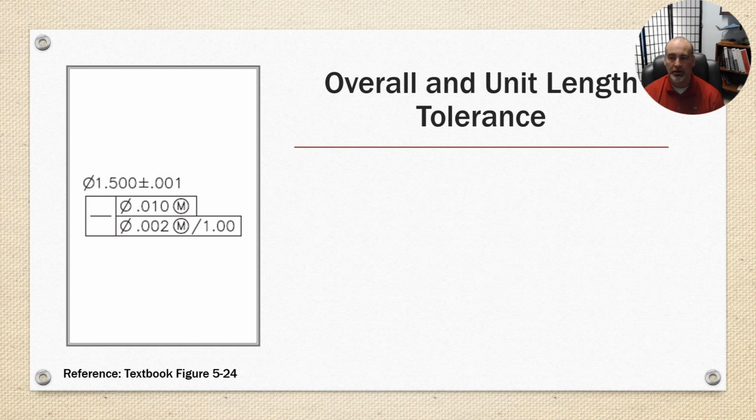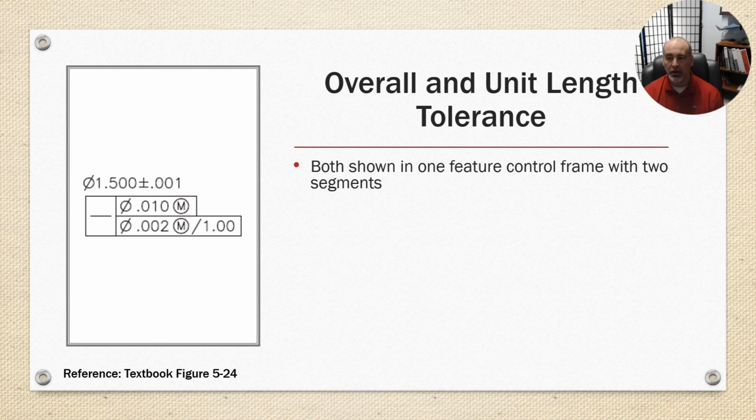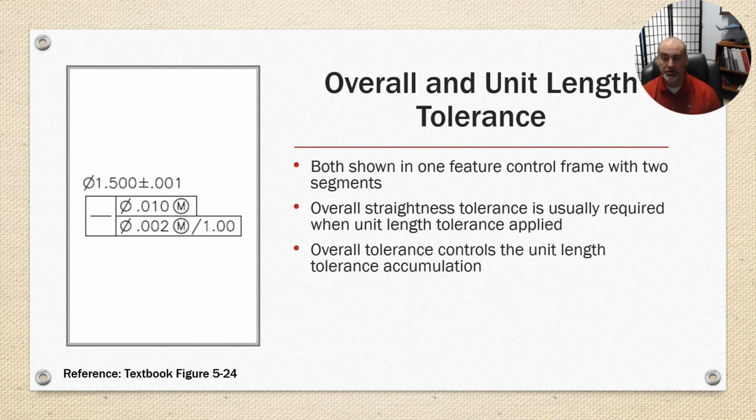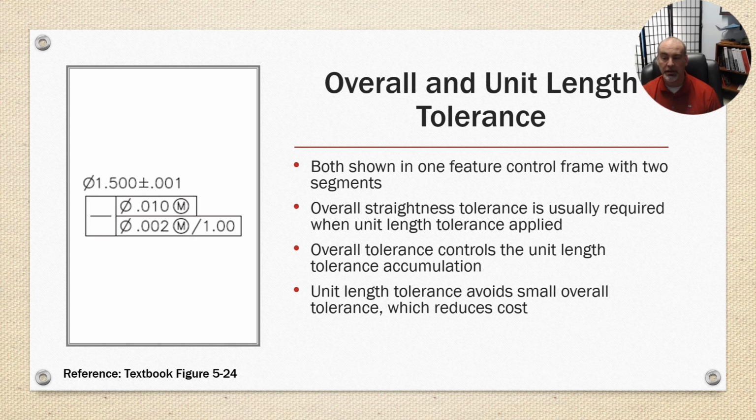Okay, overall length tolerance. Both are shown in one feature control frame with two segments. An overall straightness tolerance is usually required when unit length tolerance is applied. So here we've got a distance, and it's got to be straight within 2 thousandths per every inch of length. And the overall tolerance controls the unit lengths of tolerance accumulation. And the unit length tolerance avoids small overall tolerances, which reduces cost.